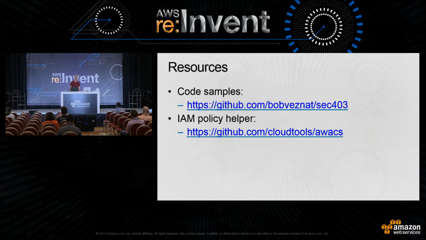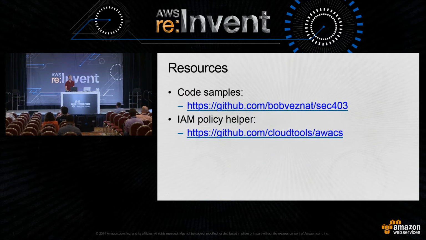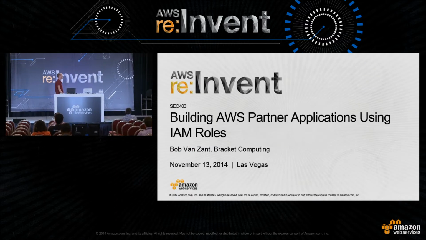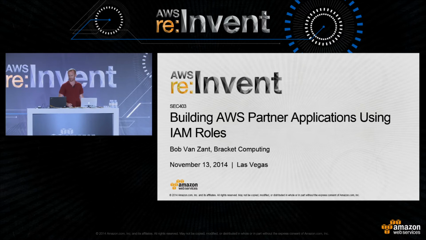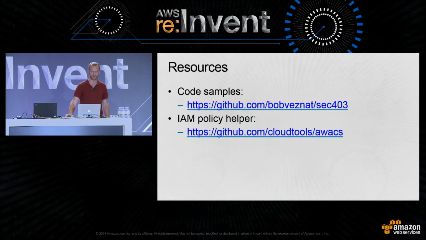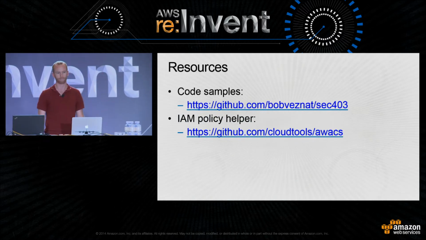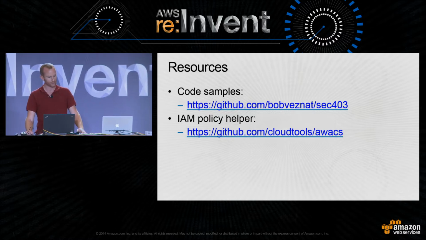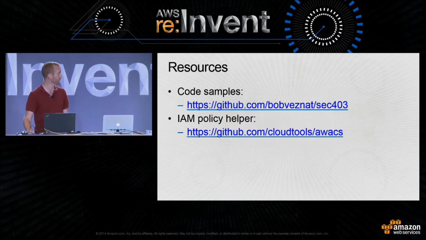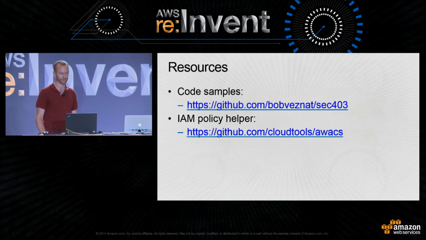Alrighty, let's get started. So you're in Security 403, which has been titled Building AWS Partner Applications Using IAM Roles. As I give a little bit of an intro here, I'm going to be showing you code samples today, because that sounds like a great idea, right? This is a 400 level talk. So if you've got your laptop open and you feel like going here, you can take a look at the source code that's not going to be on the screen, which might be easier for you to read.